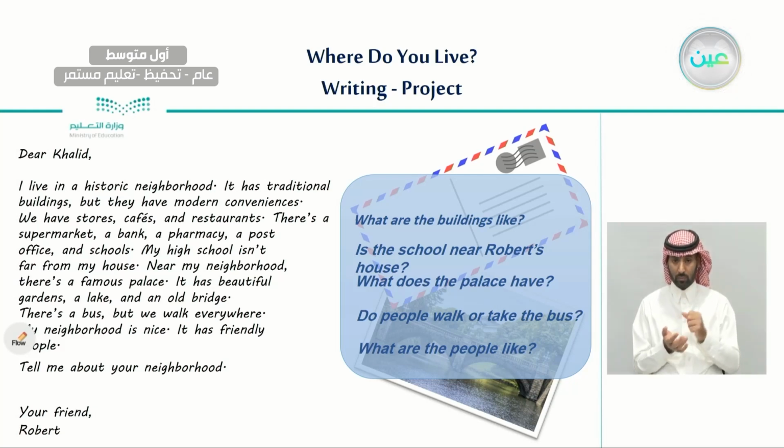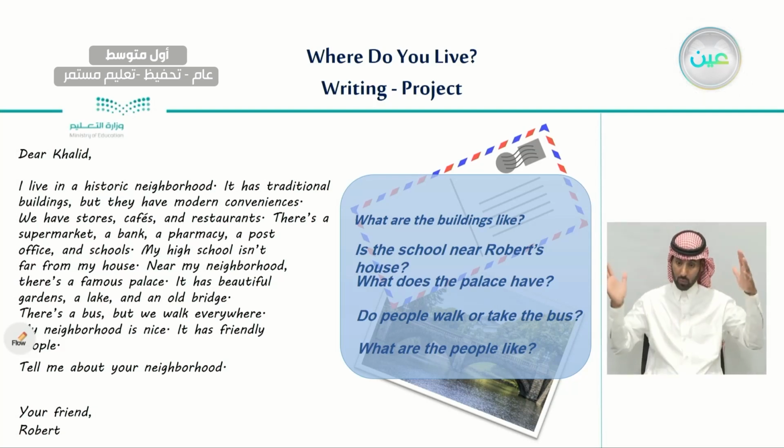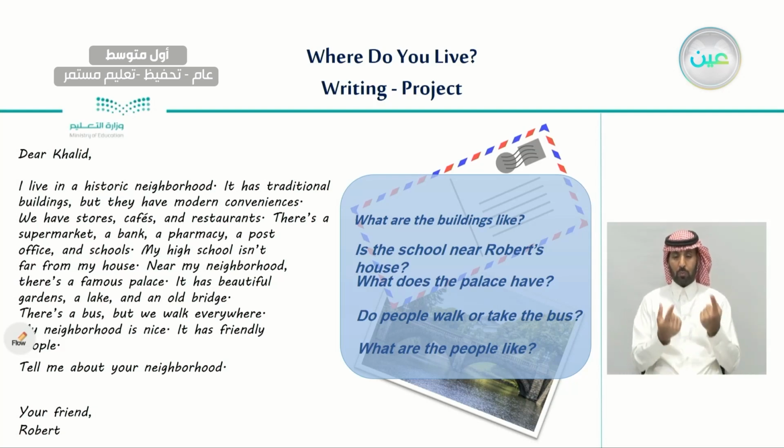And also, is the school near Robert's house? Is the school Robert goes to near his house or not? Let's read here. Robert says that my high school isn't far from my house. So, yes, it's near his house. And what does the palace have? Robert mentioned that they have a palace in their neighborhood, but what does this palace have? It says here that we have a famous palace. It has beautiful gardens. It has a lake. It has an old bridge. So these are the three things that their palace has.